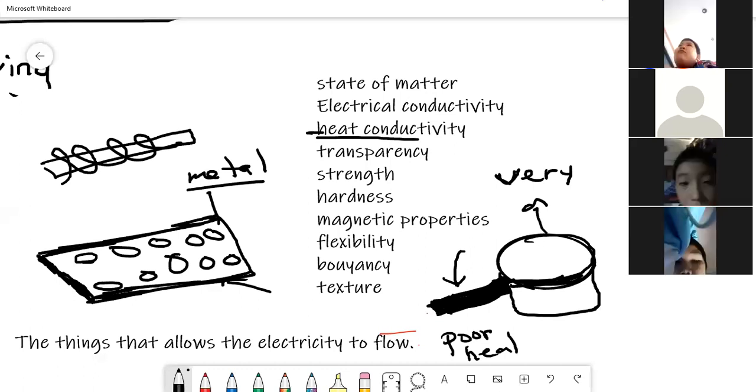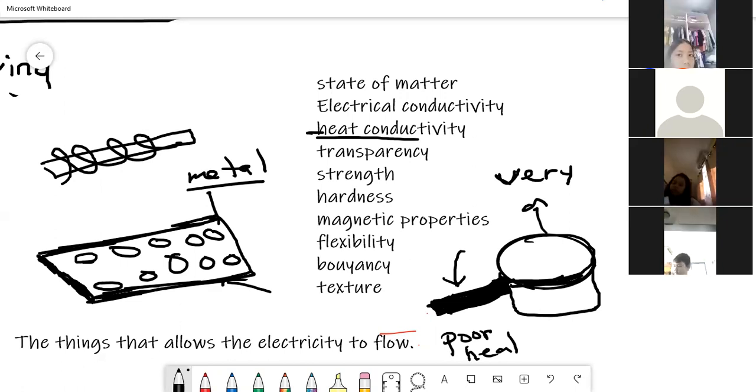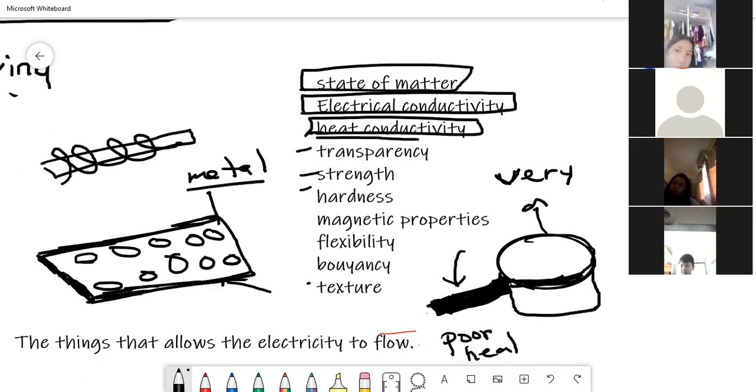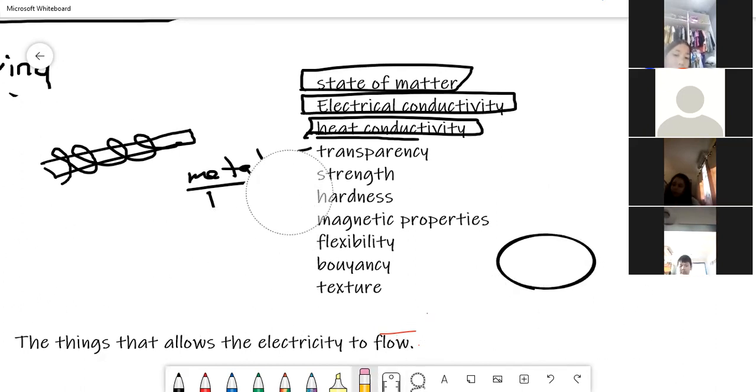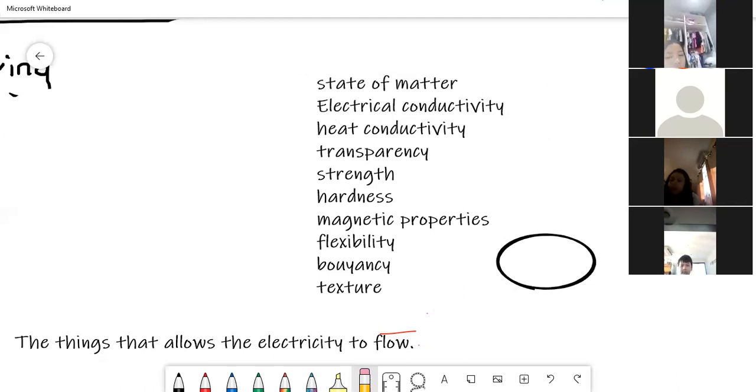Who is very noisy? Okay, so that is the lesson. Tomorrow we will talk maybe about transparency, strength, hardness, or everything if we still have time. So today we had state of the matter, electrical conductivity, and heat conductivity. All of these are non-living things, so we can classify them: number 1, state of the matter, solid, liquid, gas; number 2, electrical conductivity; and then heat conductivity. So that is the lesson for today.